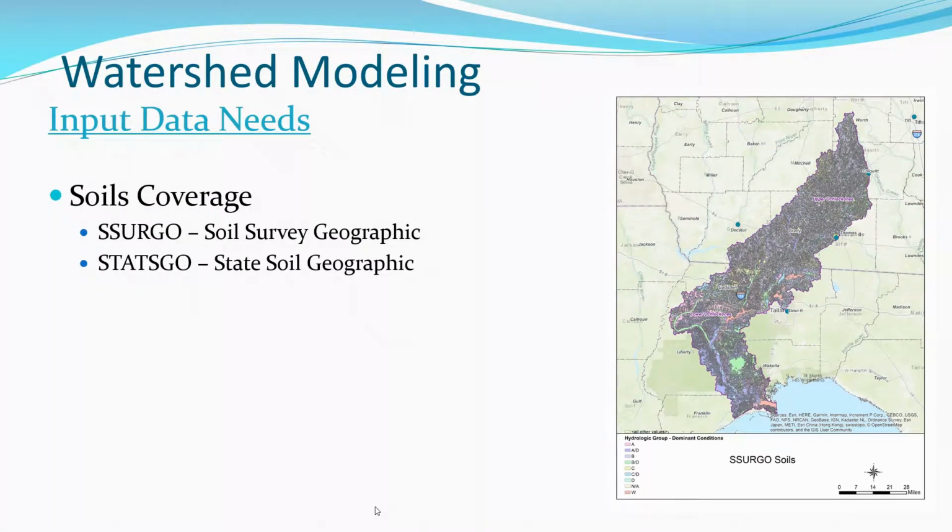The next data component you need for watershed modeling is the soils coverage. The soil coverage is used to provide information to calculate infiltration into the soils and groundwater. There are two sources readily available for soil coverages. The first one is SSURGO, the Soil Survey Geographic Coverage, and then the State Soil Geographic Coverage, STATSGO. These coverages don't change. They are available for download from the web and are readily available.